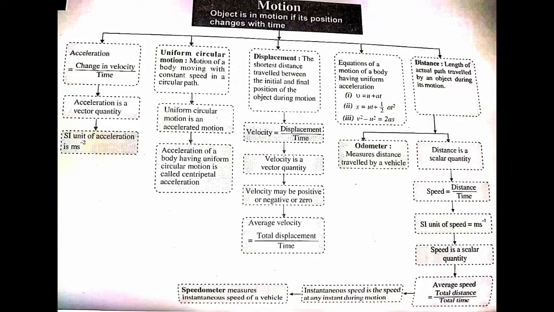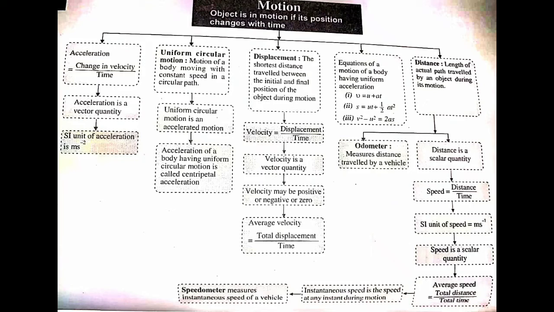Moving ahead, in this table we have the equations of motion, as I have already discussed. These equations are: first one, v = u + at; second one, s = ut + half at square; third one, v square minus u square = 2as.